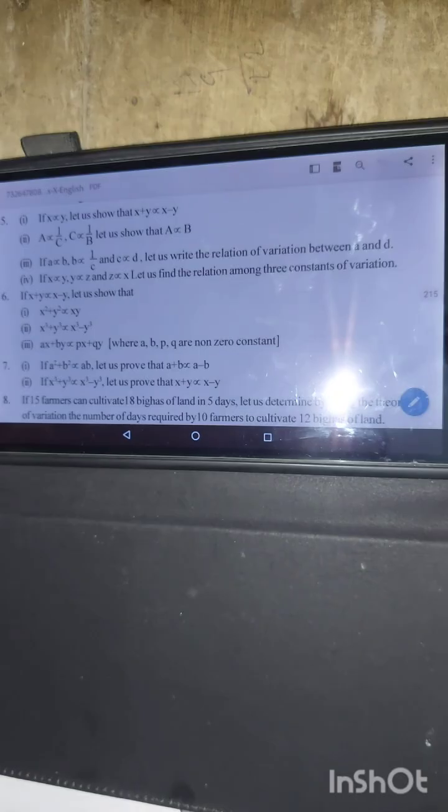So three relations are given: x varies as y, y varies as z, and z varies as x. We have to find out the relation among the three constants of variation. So let us try to do it.